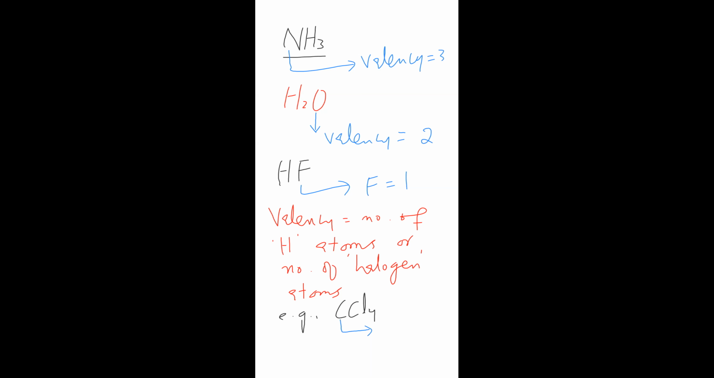So it's 2. No, it's 4. Chlorine valency is 2. I have not told the valency of chlorine. I am just telling the valency of carbon. So it will be 4, right? Yes, 4. Now let's say we are having boron trifluoride, BF3.